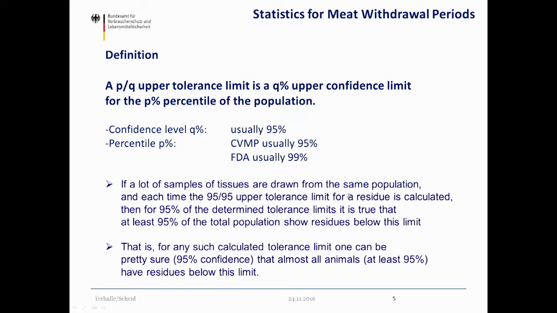It means if a lot of samples are drawn from the same population, and each time the 95% upper tolerance limit for the residue is calculated, then for exactly 95% of the determined tolerance limits, it is true that at least 95% of the total population shows residue below the limit. So that's what I just said. You can be pretty sure, which means 95% confidence, that almost all animals, at least 95%, have residues below this limit. It's different wordings for the same.